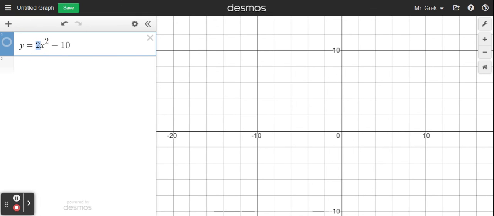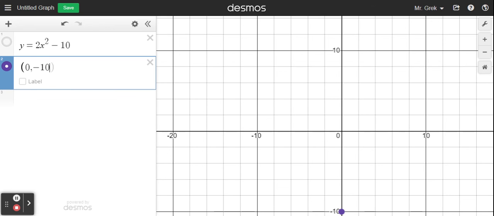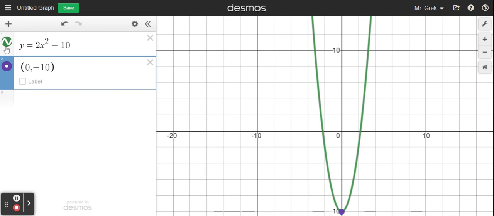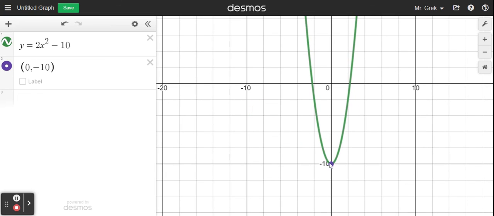So I've got a positive a value of 2, so it's going to open up, and a c value or a y-intercept that should be at the point 0, -10. So if I graph this, it's going to open up, and it's got that y-intercept at -10. That's where it crosses the y-axis. That's a brief introduction to standard form, ax squared plus bx plus c, and it tells us some important information. It tells us the direction of opening, and it tells us the y-intercept.